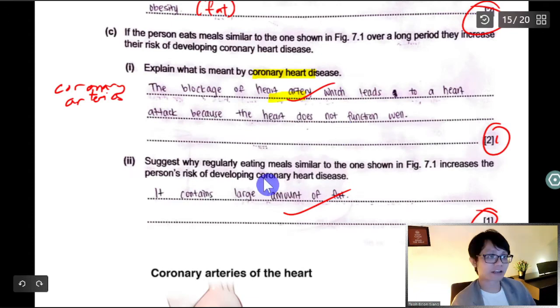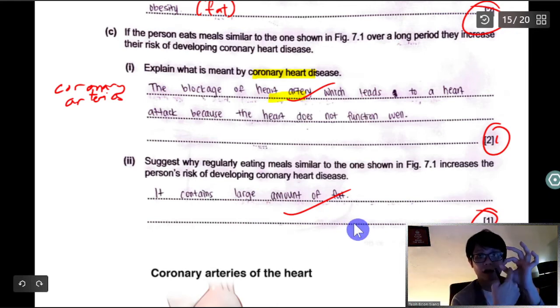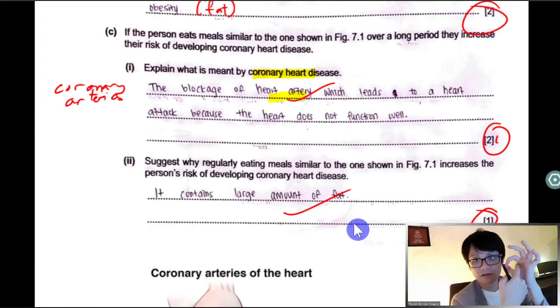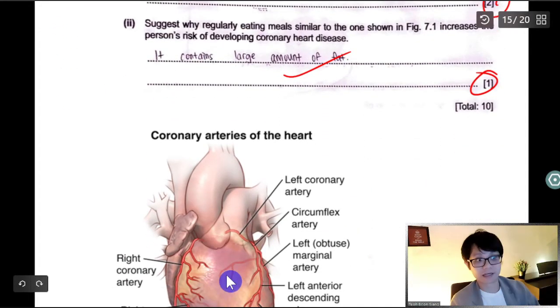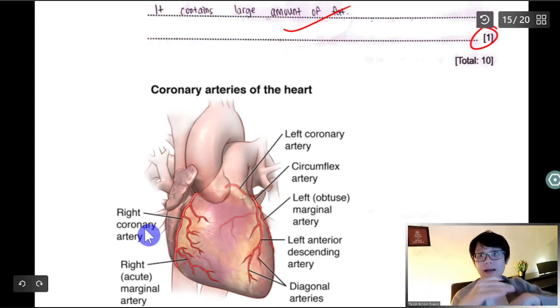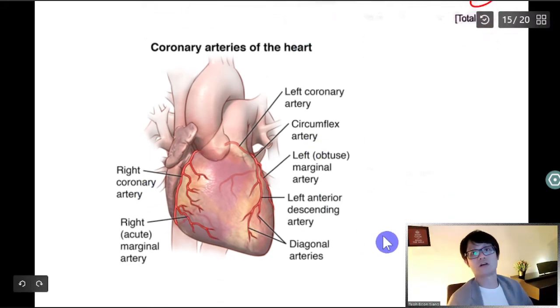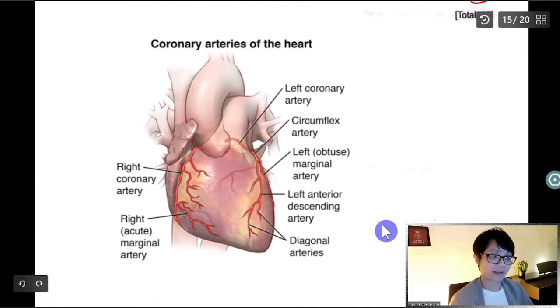Suggest why regularly eating meals similar to 7.1 increases a person's risk of developing coronary heart disease. Because it contains a large amount of fat. Okay, because there is fat, the fat will accumulate in your blood vessel, and your lumen will get smaller. So when it gets smaller and smaller, at last there will be a blockage, or the thing will burst, like a pipe bursting, because your pipe is not elastic and has too much fat. When it bursts, either you will have a stroke, or a heart attack, or you will die.